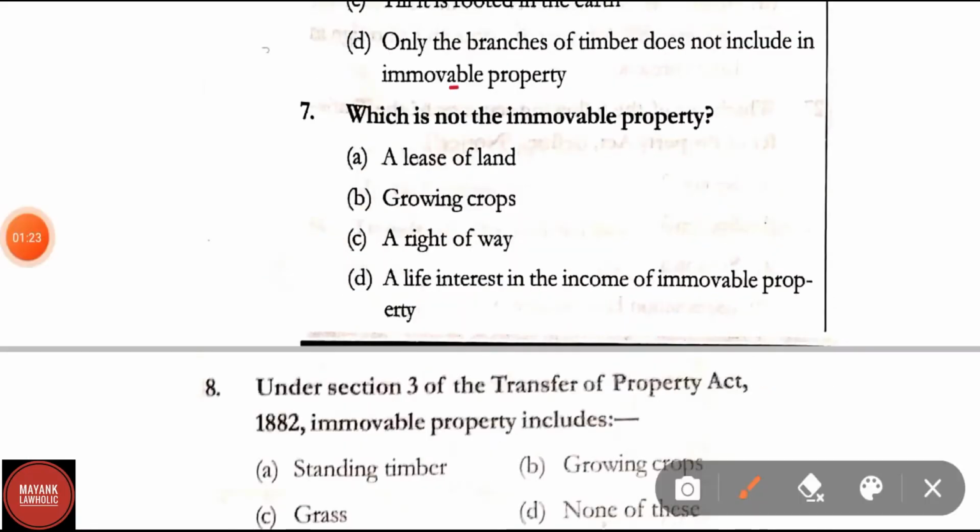Question number 7. Which of the following is not the immovable property? A lease of land, growing crops, a right of way, a life interest in the income of immovable property. Here correct answer is option B. Growing crops is not the immovable property.